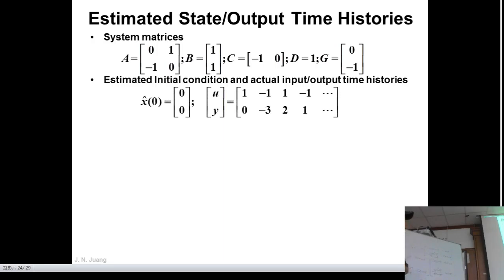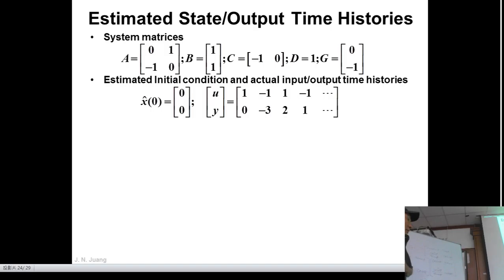But look at that hat. My x hat, I assume 0, 0 because in real life, we don't know the initial state. If I don't know the initial state, the easiest choice is to assume 0, 0. Do you agree? So I have u as 1, -1, -1 and so on, and my true y is 0, -3, 2, and 1. Those are the information I know.